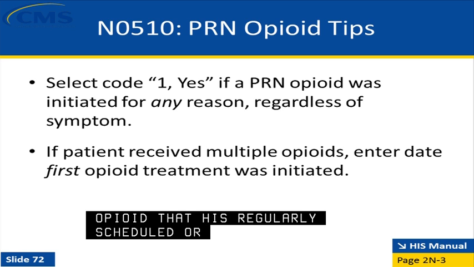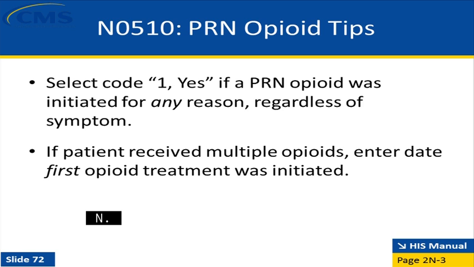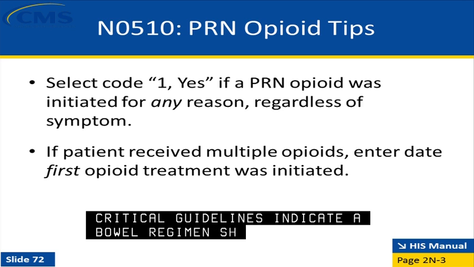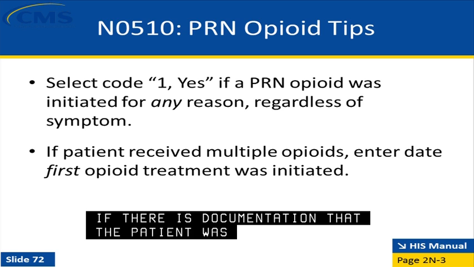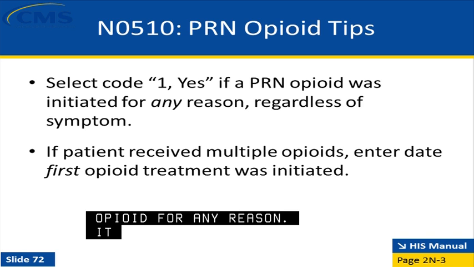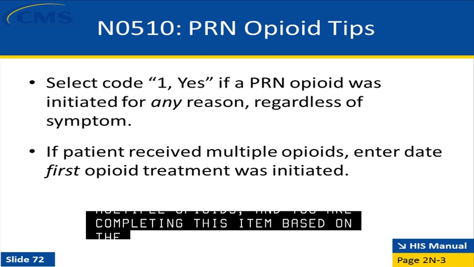The clinical guidelines do indicate that a bowel regimen should be initiated for most patients. For item N0510, you should select a code 1, yes, if there's documentation that the patient was taking a PRN opioid for any reason. And again, it might be possible that they're receiving multiple opioids, both PRN and regularly scheduled. And you're completing this item, N0510, based on the documentation regarding the first PRN opioid treatment that was initiated or continued.